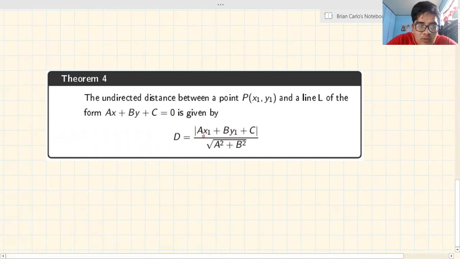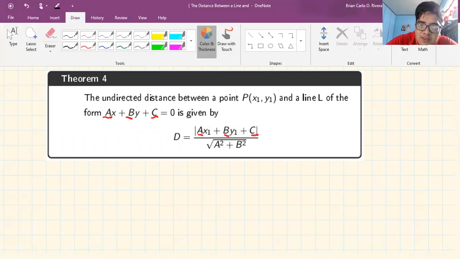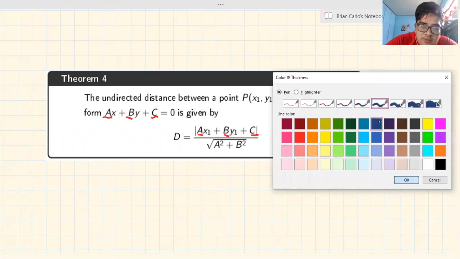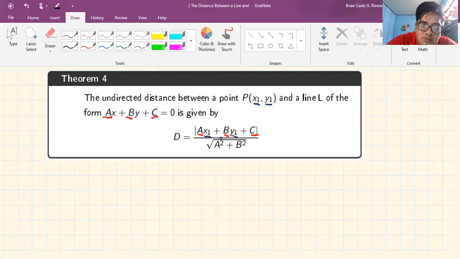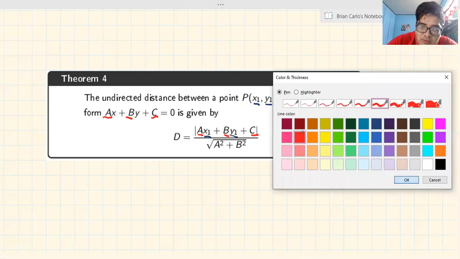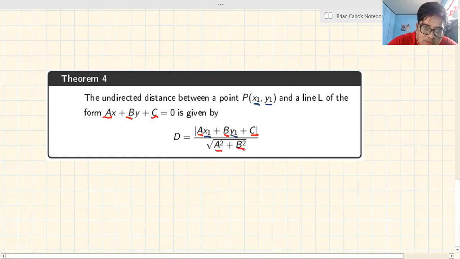Yung a, makukuha mo dito. Yan yun, no? A. Yung B, ito. Yung C, ito. Sino si x1, y1? Palit tayo ng kulay. Let's say blue ulit. Yung x1, ito. Y1, ito. Tapos yung A saka B, doon din makukuha. Ito, saka ito. Yan yun, no? I-substitute nyo lang. Ganun lang gagawin. Bakit may absolute value? Kasi may pagkakataon na magne-negative tong resulta na nasa taas.